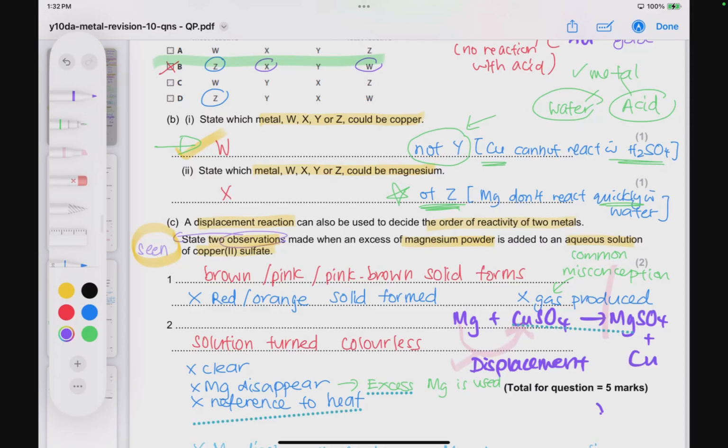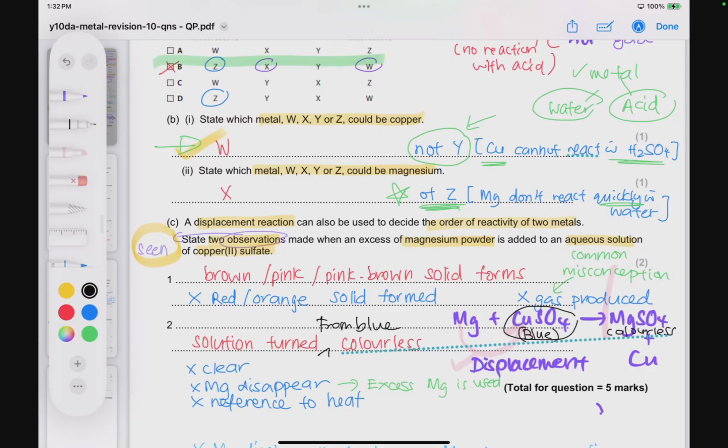So what are the things that you would see? Okay, so first thing first, you will need to know that copper sulfate is blue, and this is a very common reactant in chemistry, so you do need to know that it's blue. When it forms magnesium sulfate, this will be colorless. So first thing first, the solution will turn colorless. If you want to be clearer, turn from blue to colorless.